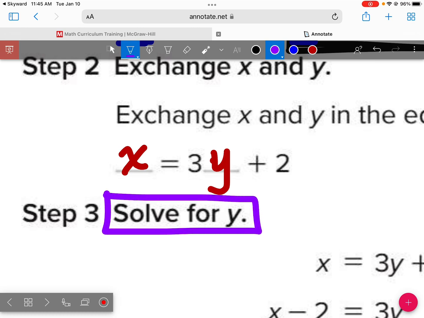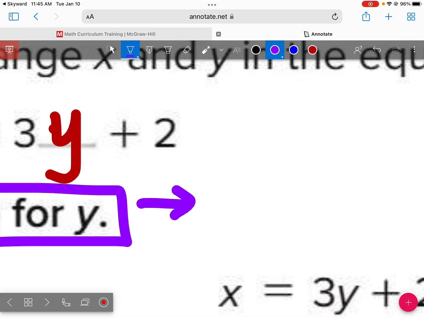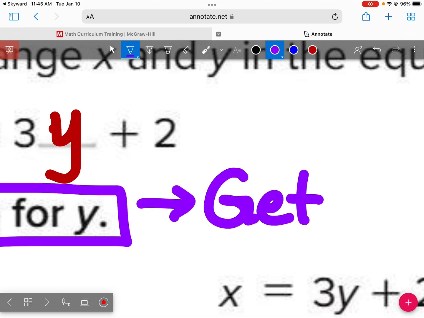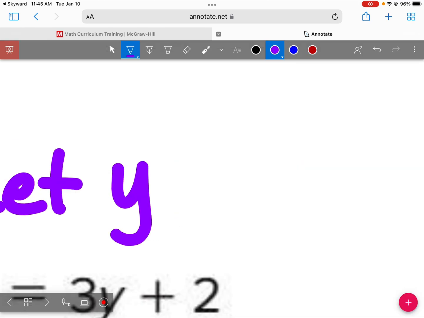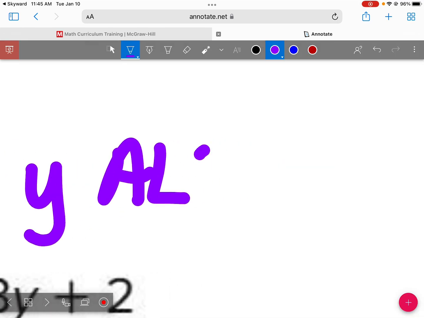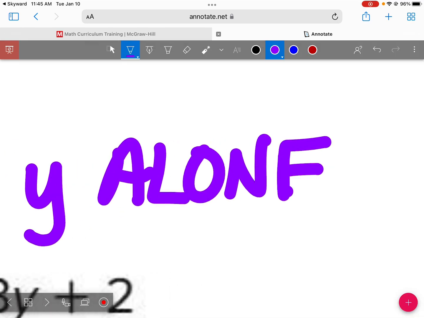What does it mean to solve for y? What does it mean to solve for something? Get y by itself. Get y alone. So I'm looking at this right here. I want to get y all by itself. Which piece do I need to get rid of first? The 2. How do I make a 2 cancel out? Subtract it from both sides.